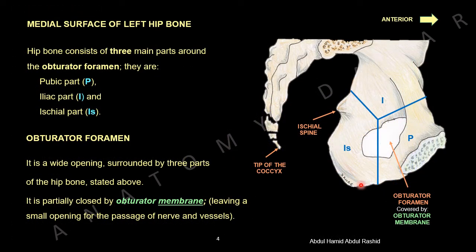This is the medial surface of the left hip bone. This is anterior. This is the sacral bone. This is the coccygeal bone. The hip bone has a big foramen called the obturator foramen. The hip bone is made up of three parts: the pubic part, P, the iliac part, I, above, and the ischial part behind, around the obturator foramen. The obturator foramen is partially covered by a membrane called the obturator membrane, leaving a small opening for the passage of the nerve and vessels. This is the body of the pubis. This is the ischial spine.